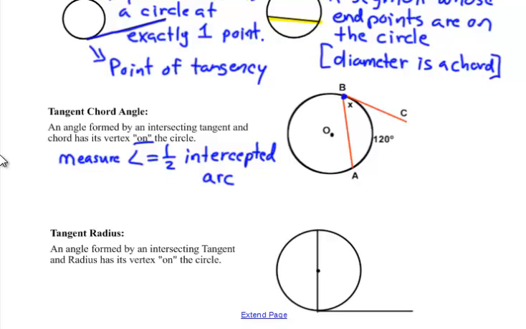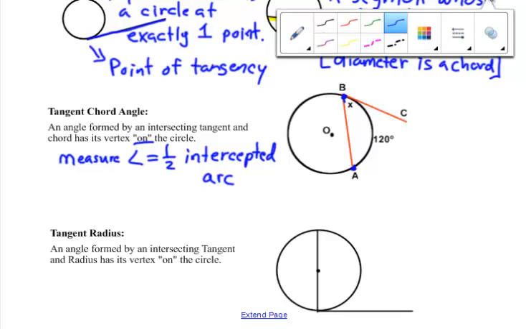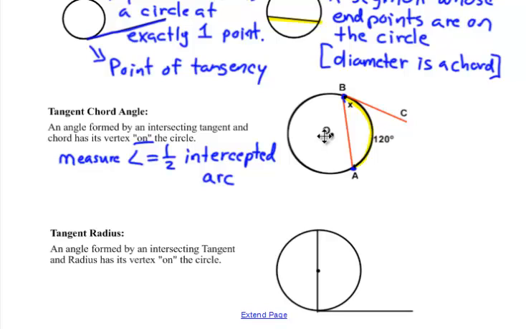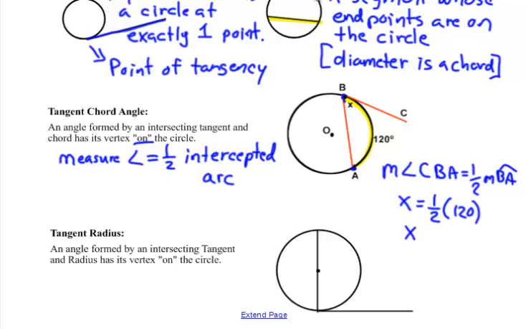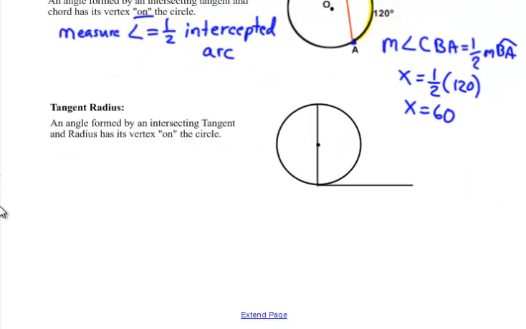In our diagram, here's our vertex B on the circle. If I carry it out, I see point A is on the circle, and that is the arc we're going to be dealing with, arc BA. The measure of that angle is half of that. So the measure of angle CBA equals 1/2 the measure of arc AB. In this diagram, x equals 1/2 of 120, so x equals 60 degrees. The other way to think of it is the arc is twice the angle, and the angle is half the arc.